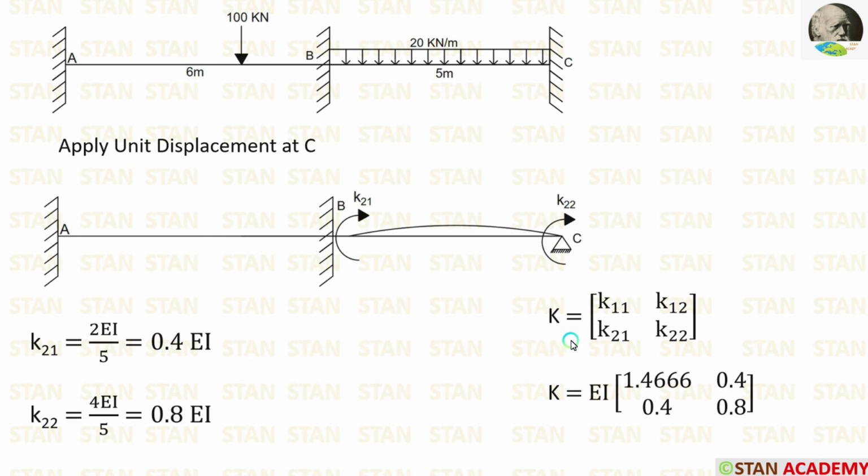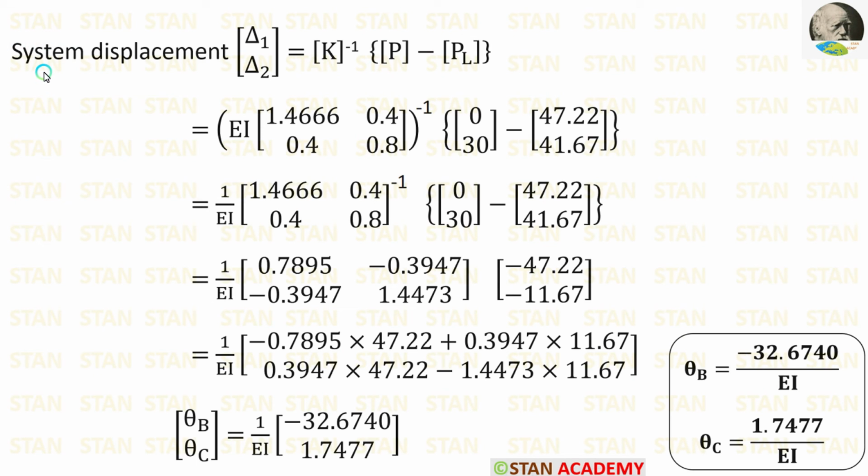In the stiffness matrix, we have calculated both the rows. We can apply all of the values. In the system displacement formula, we have calculated the stiffness matrix, P matrix and the PL matrix. We can apply all of the values. We can take EI outside. We know that EI inverse is equal to 1 by EI. For this matrix, we have to make the inverse. We can apply all the values in the calculator and get the inverse.